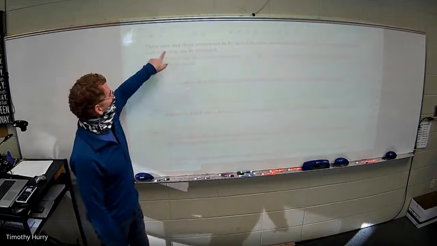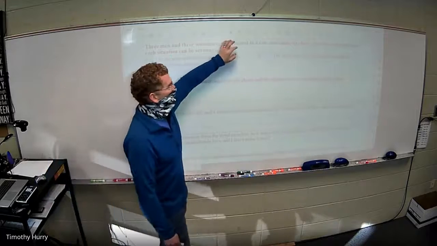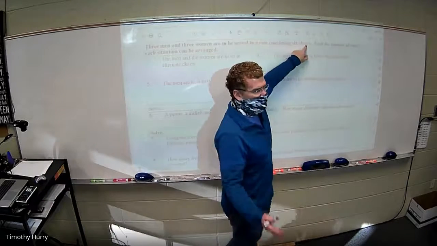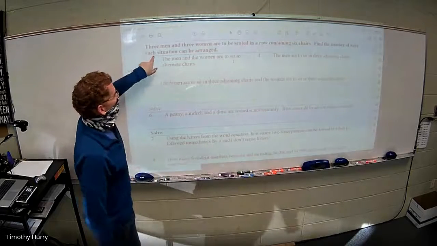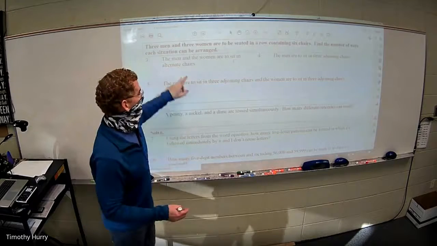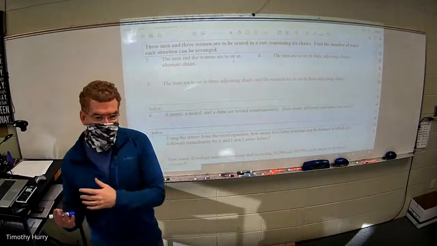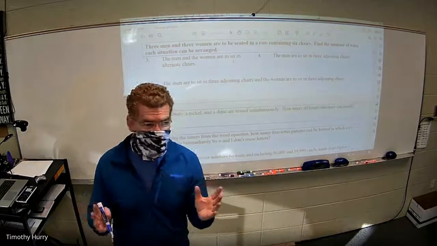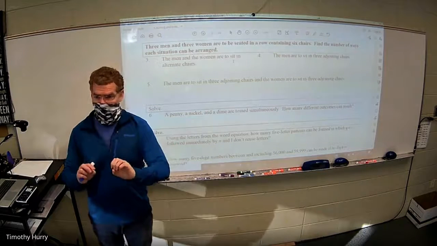All right, so what about this? The problem says 3 men and 3 women. So you got 6 people, and they're going to be seated in a row with 6 chairs. Now, initially, you're like, sit where you want. But this problem says, find the number of ways that each situation can be arranged. So this problem right here, at least number 3, is going to be a little bit of a hybrid of common sense. Well, actually, you could do it completely with permutations, but I'm going to do it with a little hybrid of common sense, and then also with a little permutation mixed in.